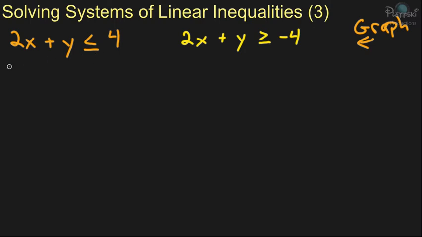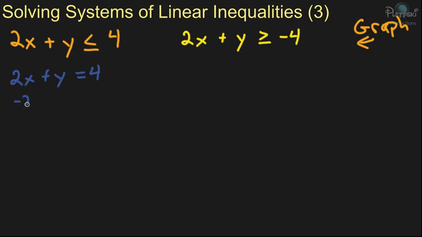So for this first one, there's a couple ways to graph the line. You can either make a t-chart, or you can change the inequality so that it's in slope-intercept form, and then graph it from there. So let's do it that way. Instead of using the inequality, first we're going to graph the line 2x plus y equals 4. So we're going to replace the inequality with an equals.